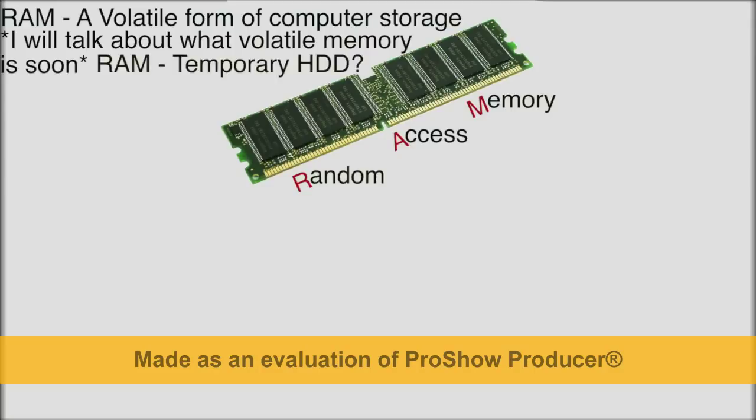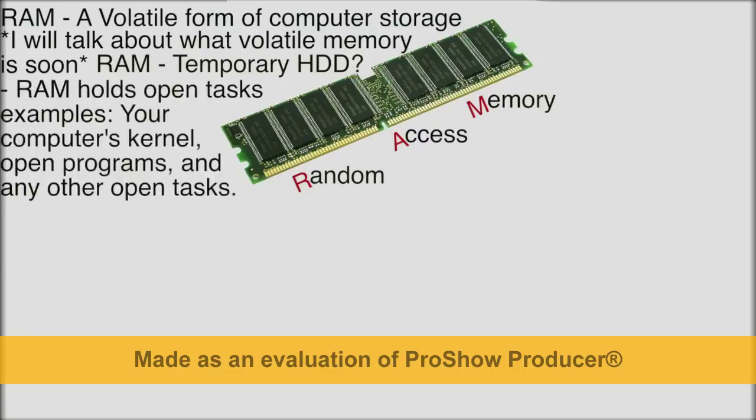It's not even so much a hard drive. It doesn't store programs. It doesn't store the actual program file on the RAM. It stores your actions. It holds open tasks, open programs and other things running like the system kernel, and I might talk about what the kernel is another time. The RAM is holding all this temporary data.